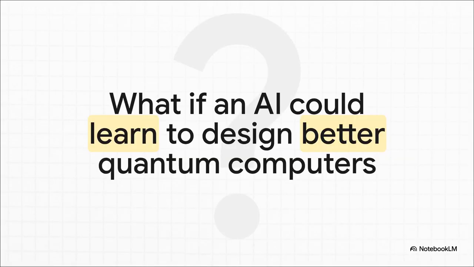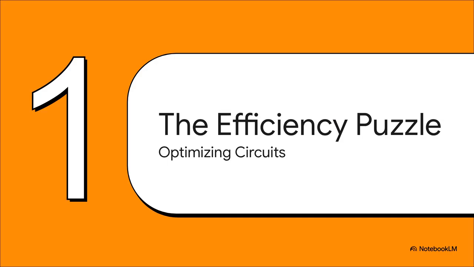We all hear about the incredible promise of quantum computers, right? But here's the thing. Unlocking their true power might not just be about building better hardware. It might be about finding a smarter way to program them. And that leads to this project's big question. What if an AI could actually learn to design more efficient quantum programs just by looking at a bunch of examples? And that brings us right to the heart of the matter, what I'm calling the quantum efficiency puzzle.